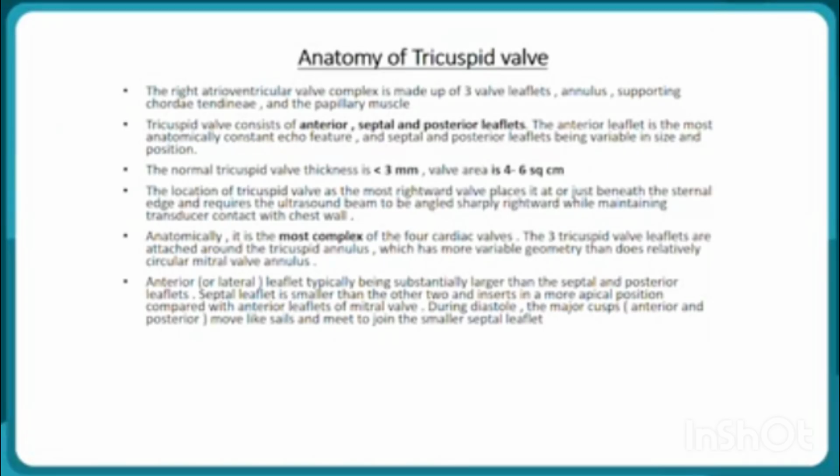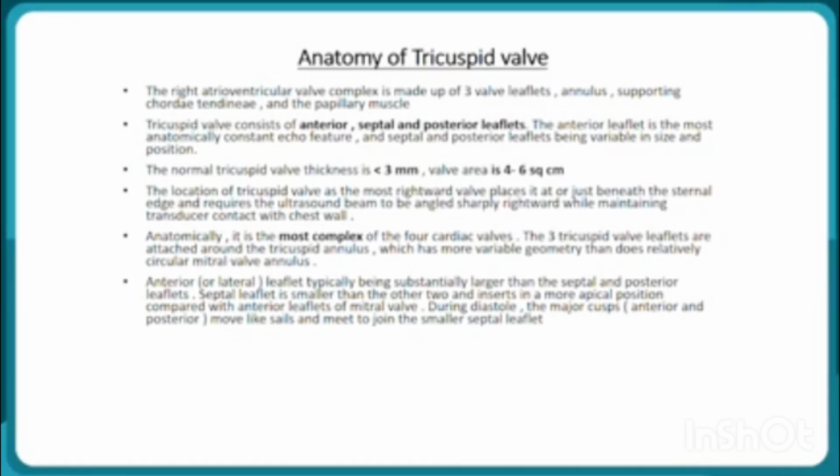The tricuspid valve is the most rightward placed, directly beneath the sternal edge, and requires the ultrasound beam to be angled sharply rightwards while maintaining transducer contact with the chest wall. It is the most complex valve of all the four cardiac valves.